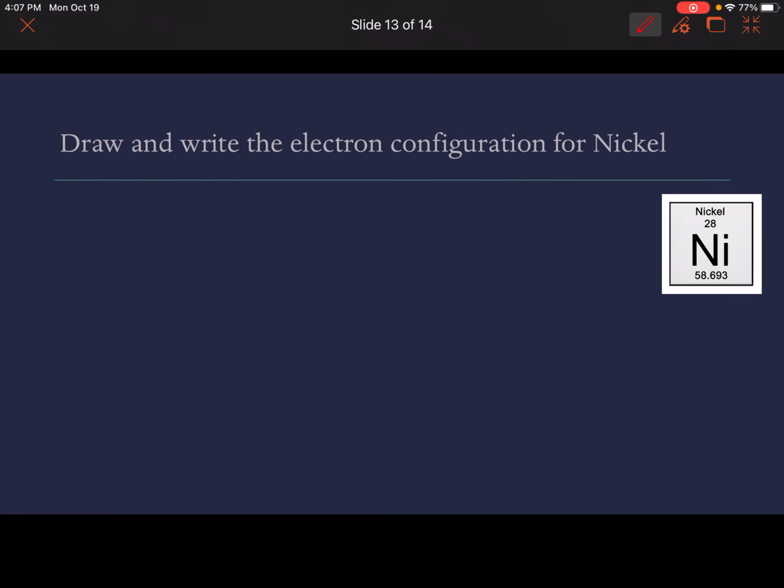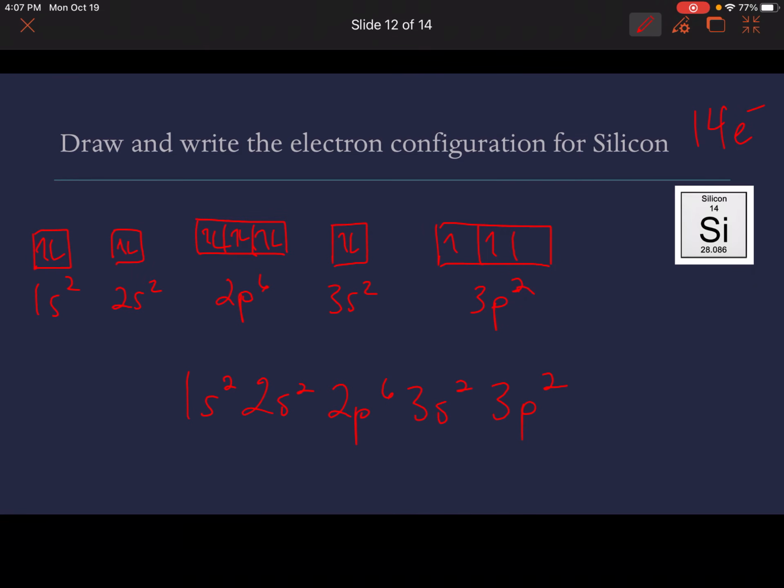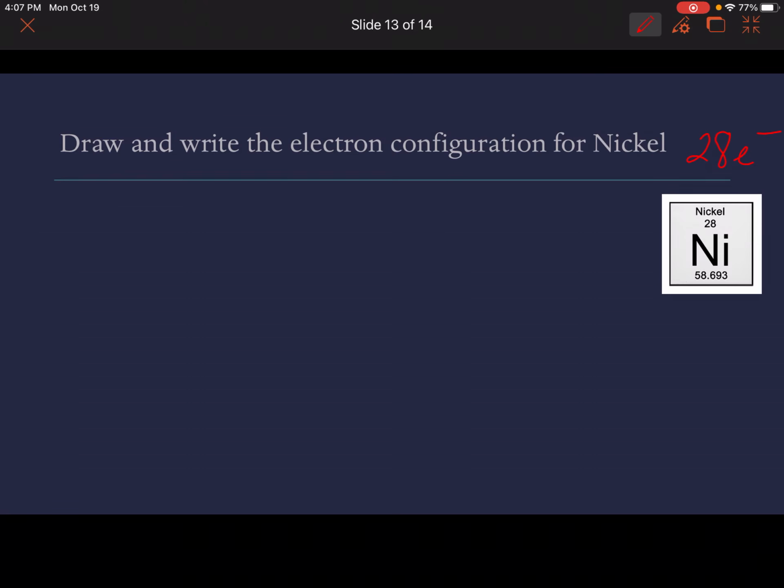Okay, next one, we're going to do for nickel. So nickel, we now have 28 electrons to deal with. Sorry. So 28 electrons. If I look back, I'm going to have to do silicon and then a whole bunch more, right? So I'm just going to do this as quick as I can here.